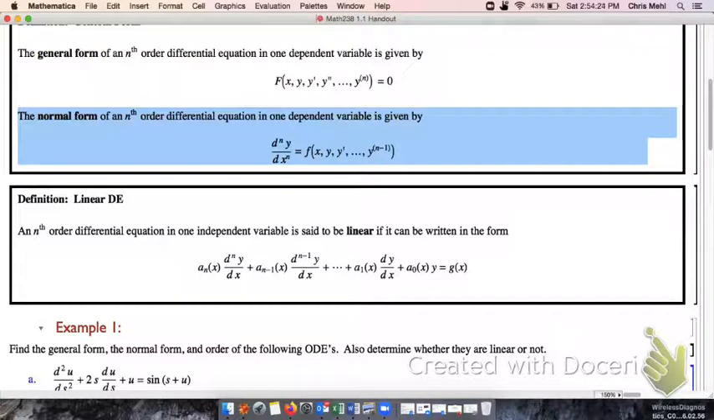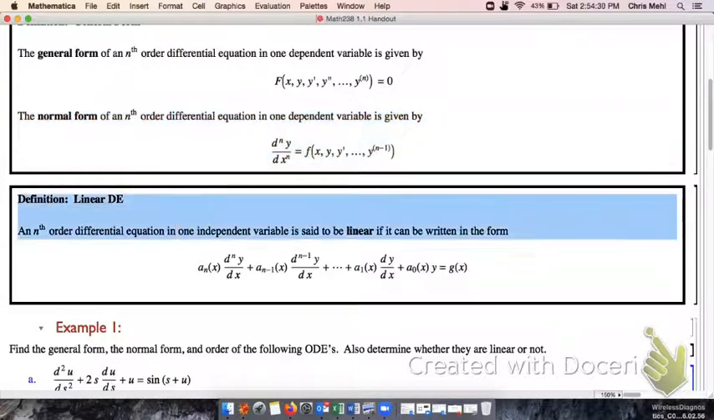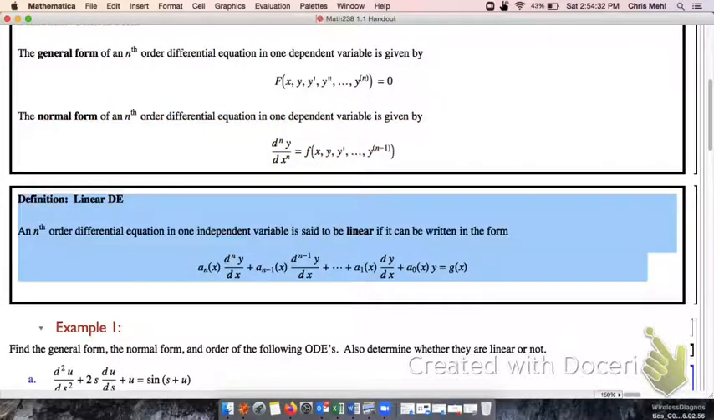The type of differential equation we're going to study are the ordinary differential equations, and one special differential equation that we're going to look at is what's called a linear differential equation. An nth order differential equation in one independent variable is said to be linear if it can be written in the form. So this is the general form.